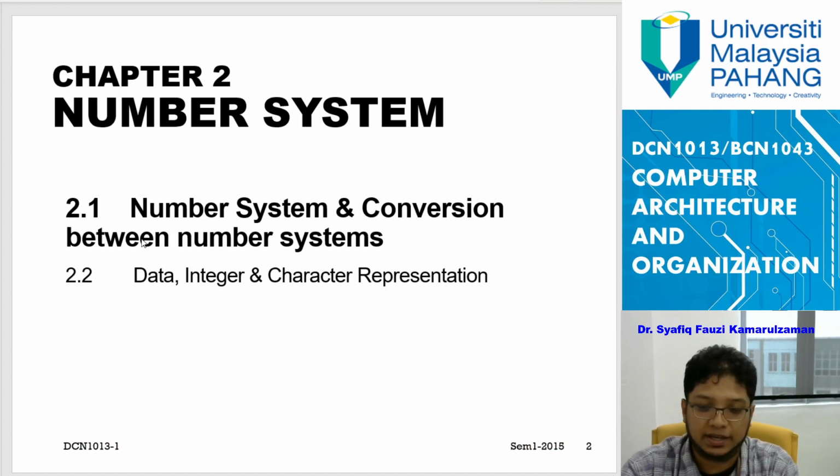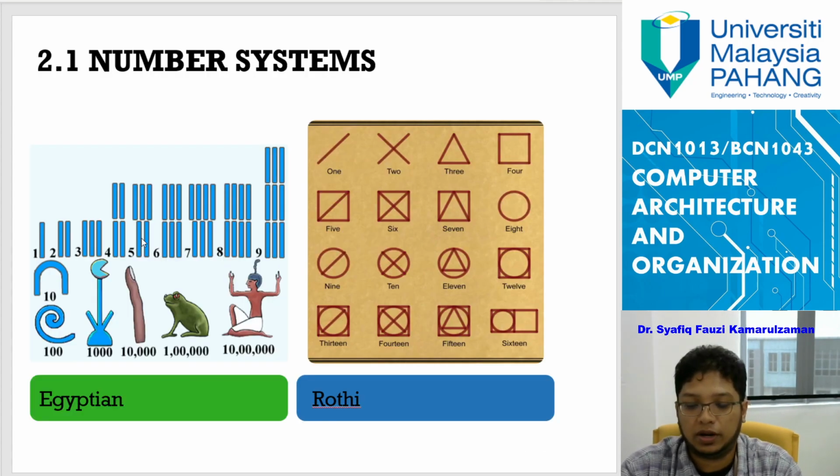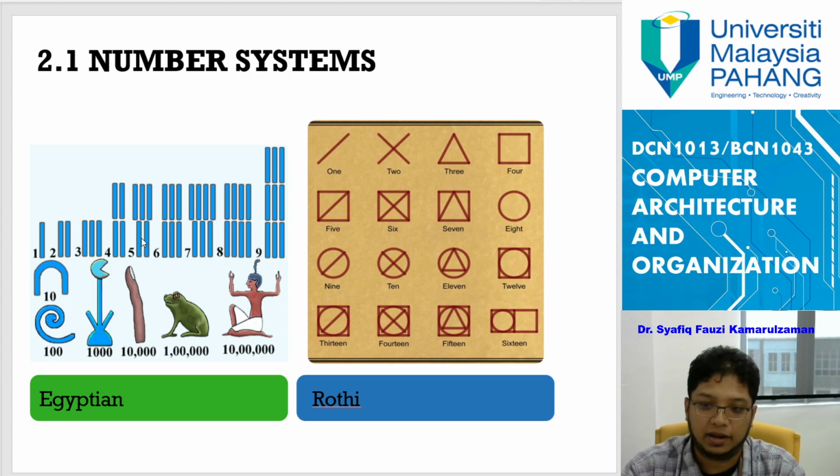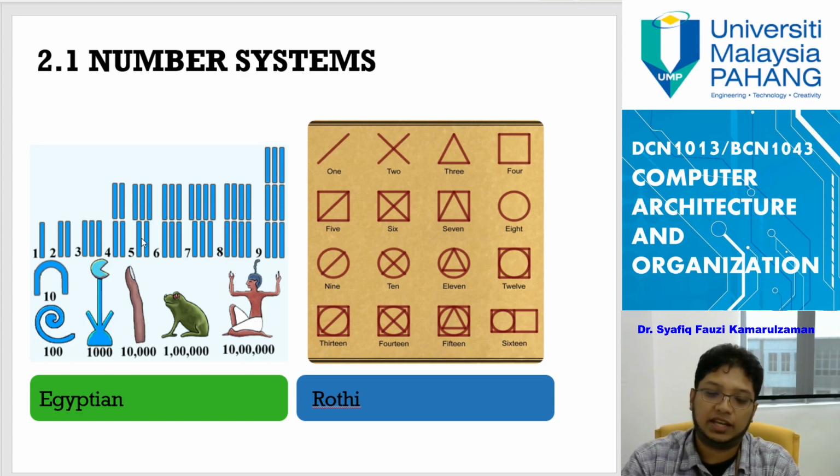So this week's chapter is about the number system. So basically, what is a number system? A number system is a system that we use to symbolize or to communicate certain values in our life. For example, if you have quantities of certain things, in order to communicate about those quantities efficiently, we use a number system.